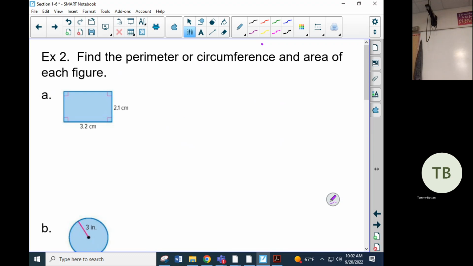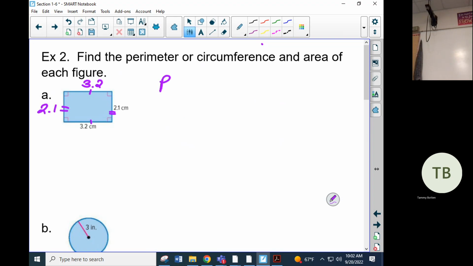So this first one is a rectangle, and we have to find the perimeter or circumference. They're the same thing. They usually use perimeter when it's a polygon. They use circumference when it's a circle. So that's one thing we have to find, and then we have to find the area. Now, in a rectangle, one thing we can assume is that opposite sides are the same. So if this is 3.2, this is 3.2. If this is 2.1, this is 2.1.